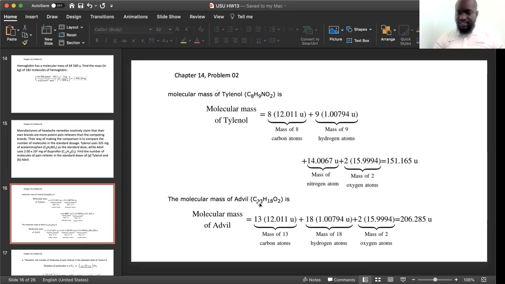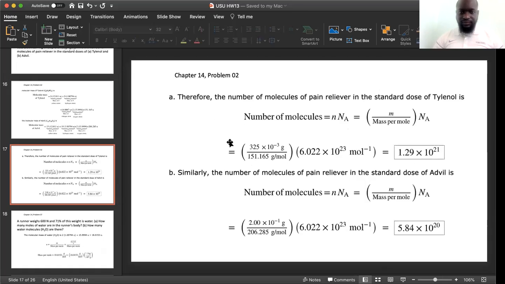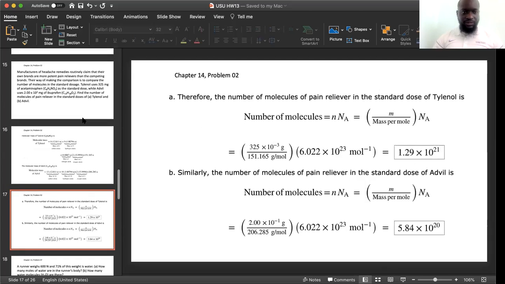We do the same thing for Advil: 13 times carbon mass plus 18 times hydrogen mass plus 2 times oxygen mass, in atomic mass units. So we now have the molecular mass of Tylenol and the molecular mass of Advil. The next thing to do is, number of molecules is number of moles times Avogadro's number. And number of moles is mass over molecular mass. Okay, so the mass is given in the problem, which is 325 milligrams. So you convert that to grams, divided by grams per mole, because this is mostly chemistry, working in grams per mole.